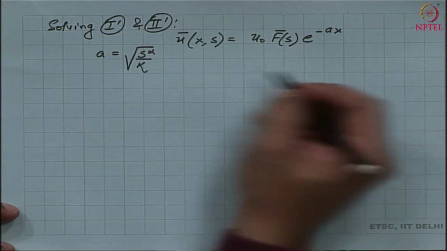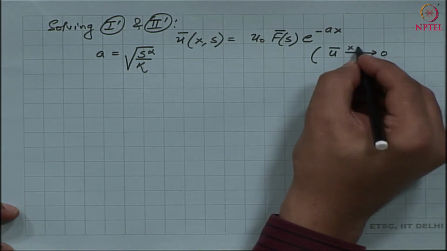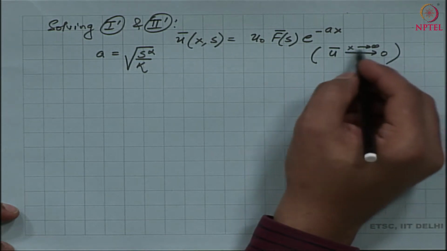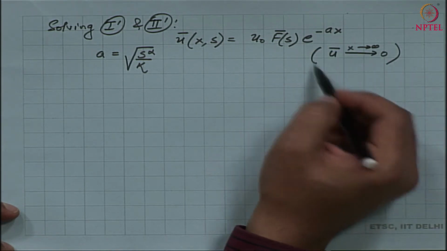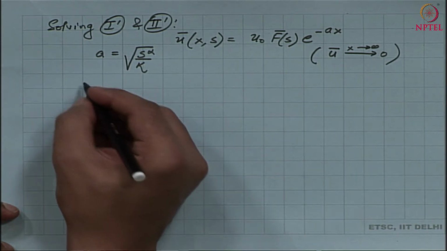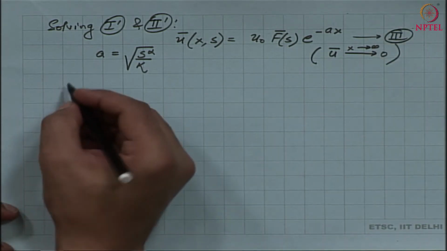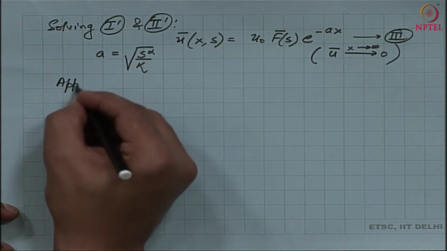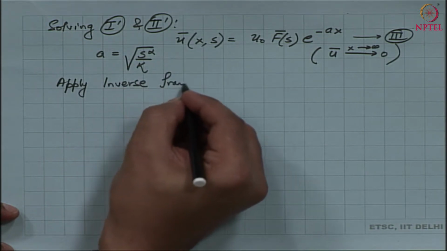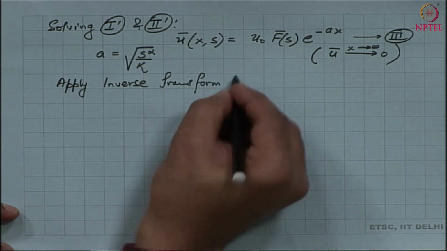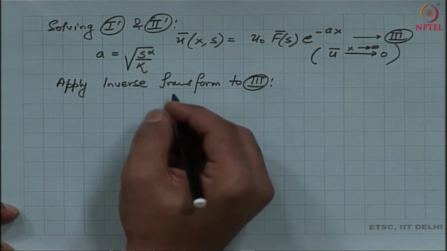Notice that this solution, notice that u bar goes to 0 as x goes to infinity. So, the solution is bounded. So, only the negative exponents are retained, so that this condition is satisfied. Okay, so, then the next step, let me call this as 3, is to apply inverse transform to 3 to come to the new solution.